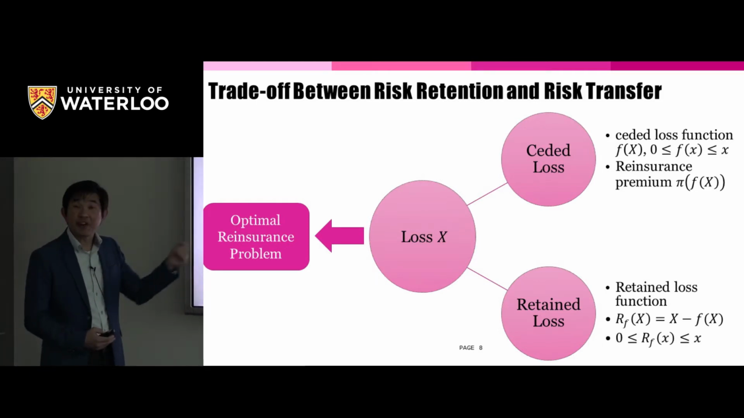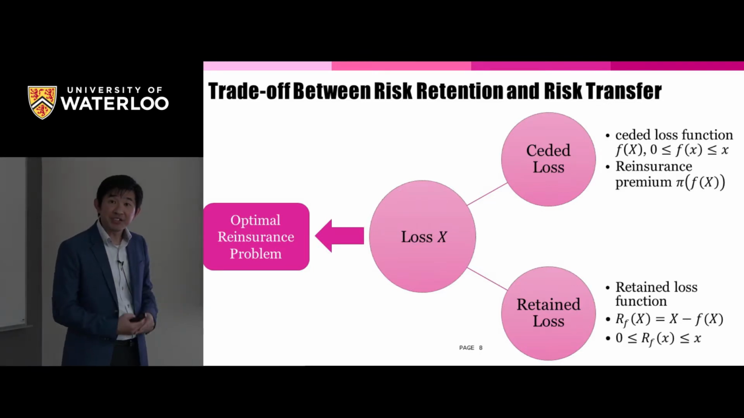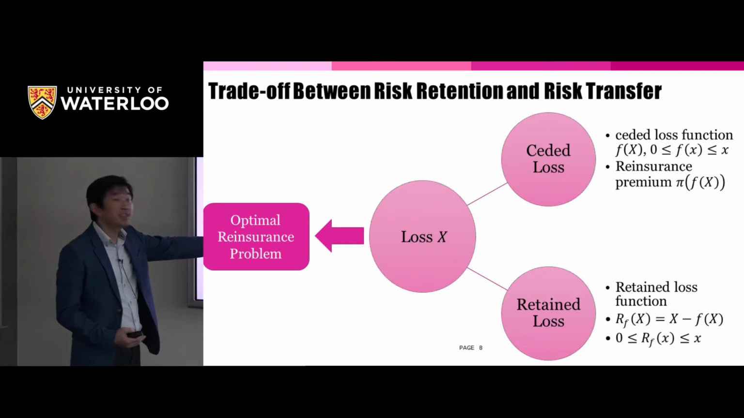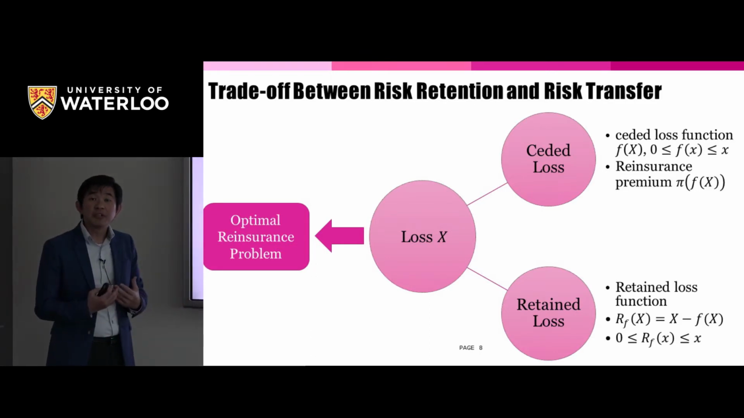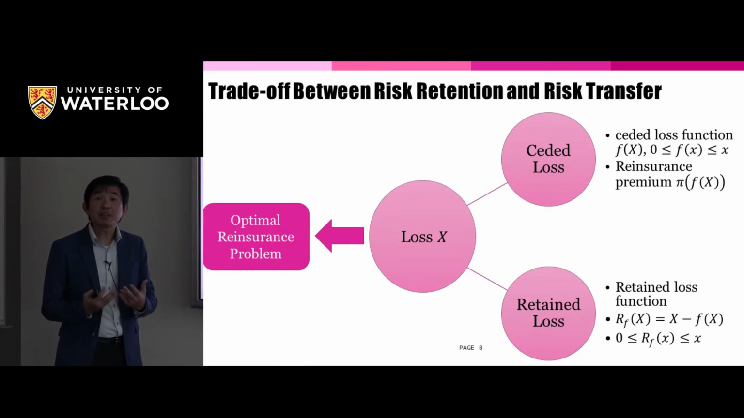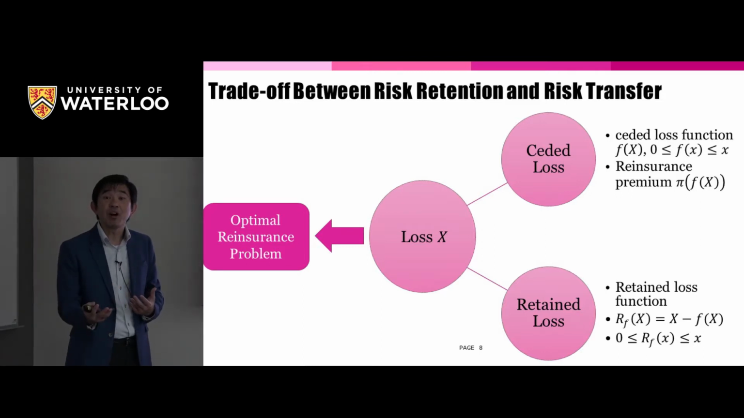That pi function increases with the amount of risk that is being ceded. So what this means is that from the insurance company point of view, if the insurance company is being very conservative, and would like to transfer as much risk as possible to the reinsurance company, this can only be achieved at the expense of a higher reinsurance premium.